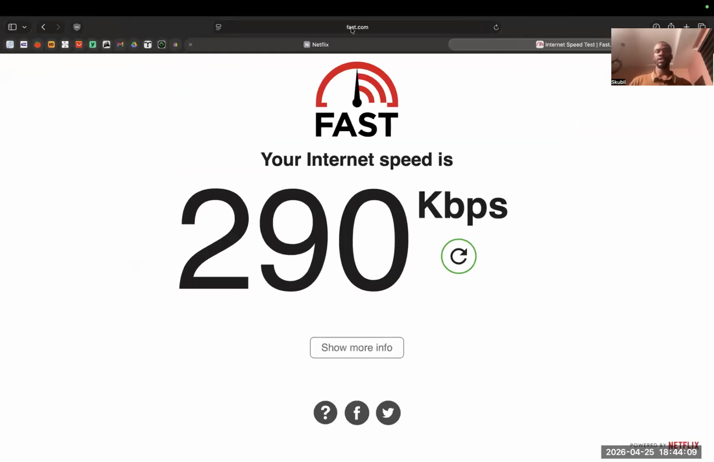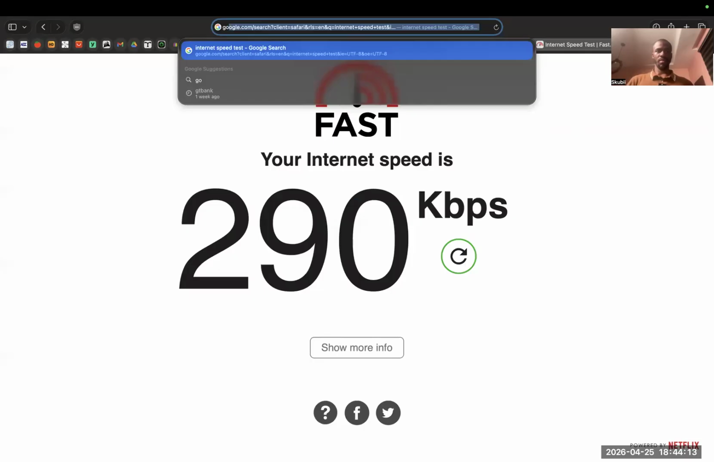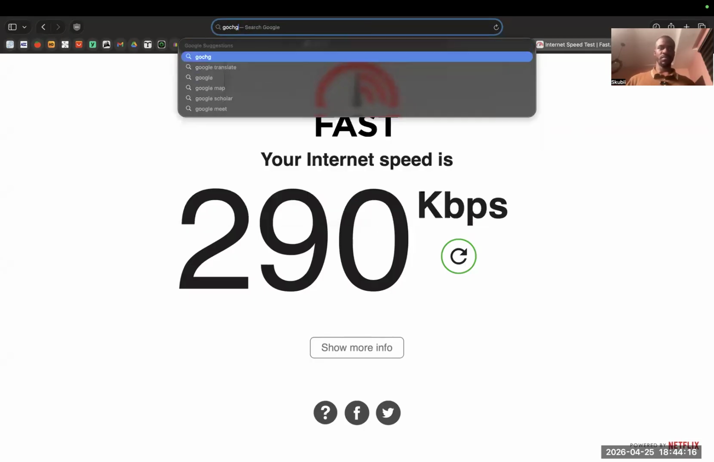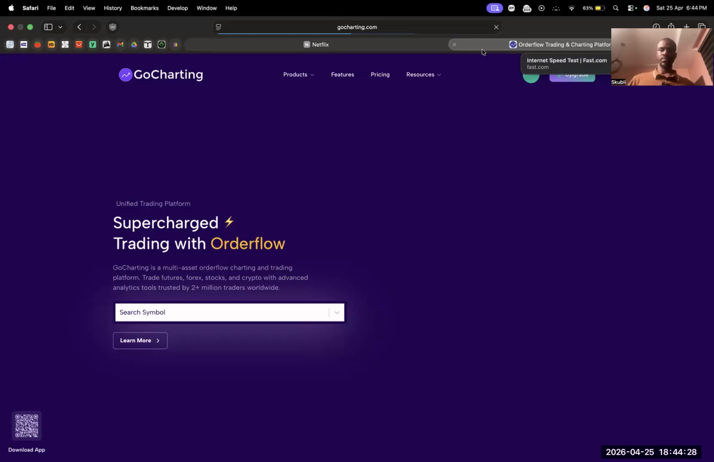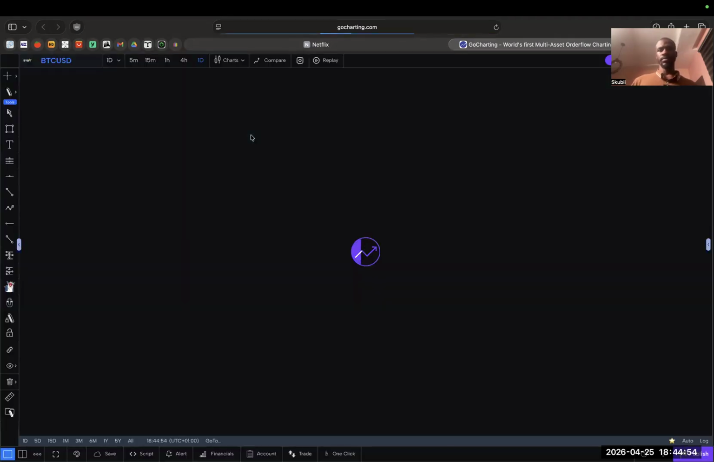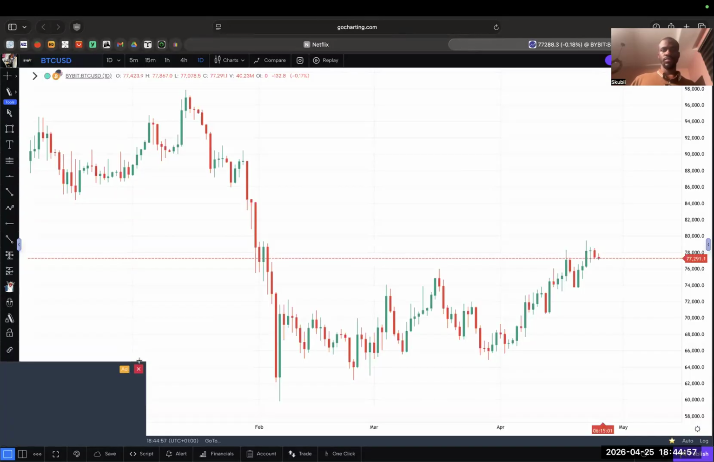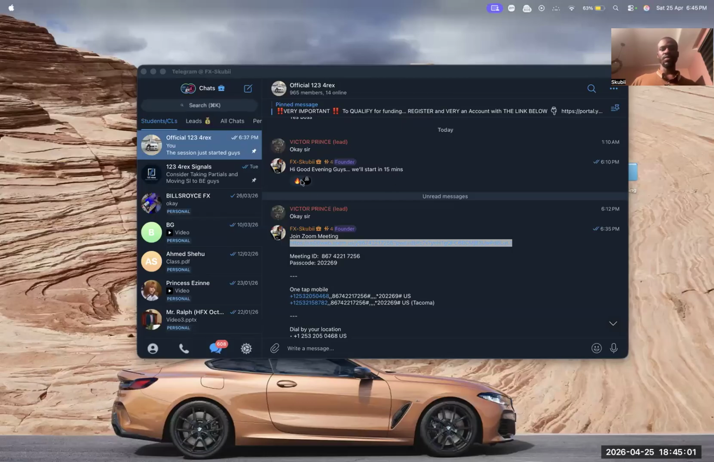Let me use Go Charts. Actually, the network is somehow bad. So let's look at the Telegram group and see what trade we had first this week.